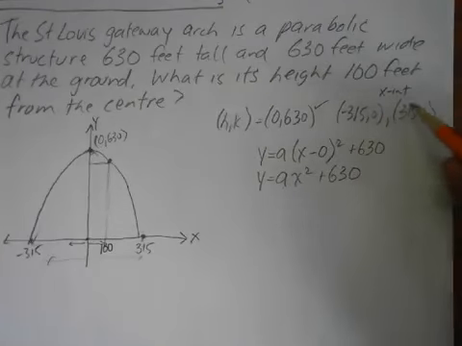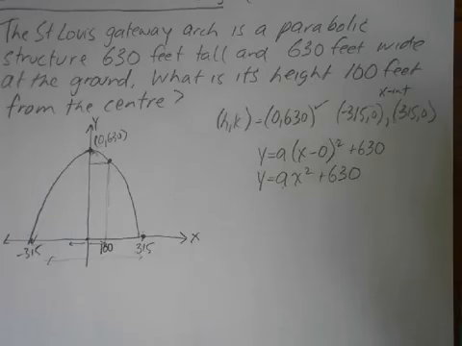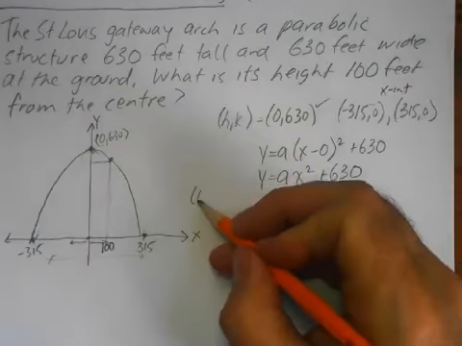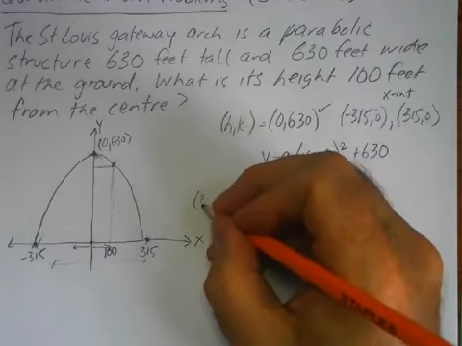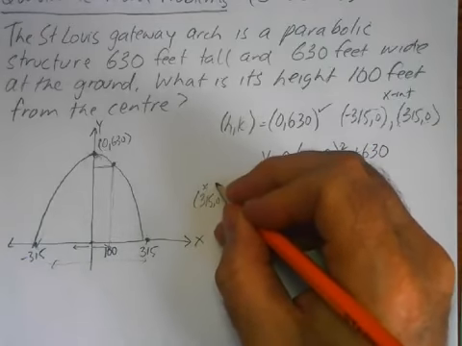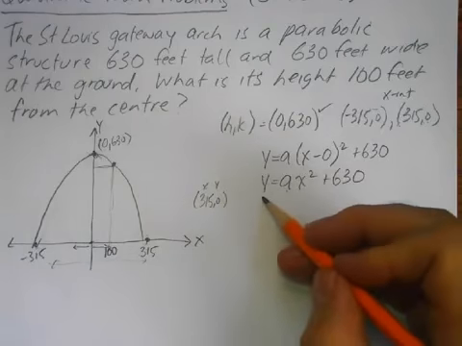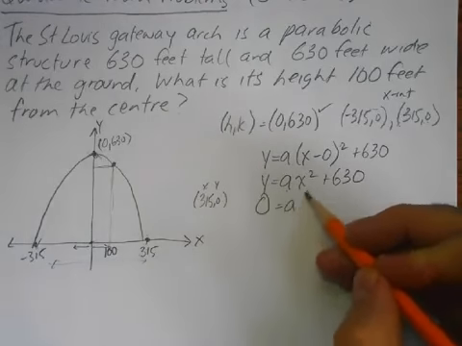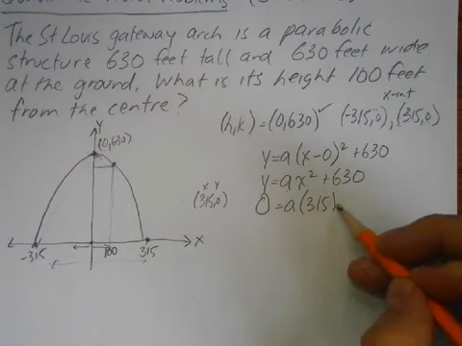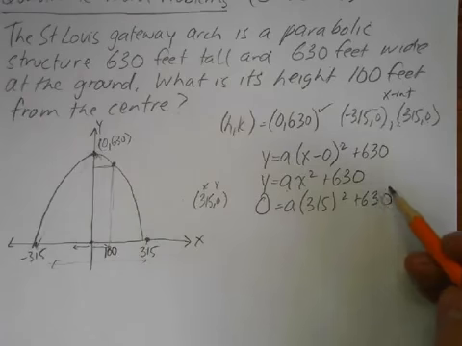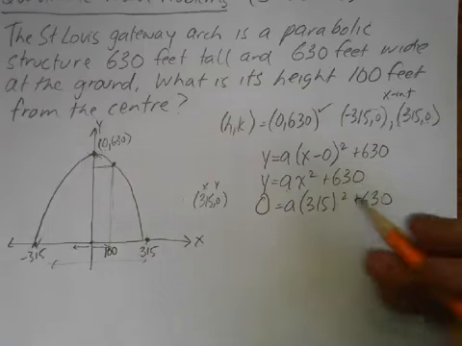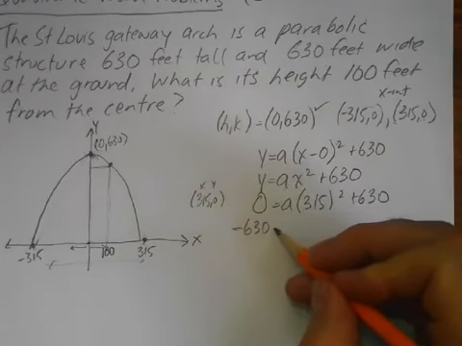Now, we still have to find the value of a, and since we've already used that point, we have to use one of these two points, and it doesn't matter which one. I'm going to sub in that one just because it's positive. So I'm going to sub in 315, 0. That's my x, that's my y. So 0 equals a times 315 squared plus 630.